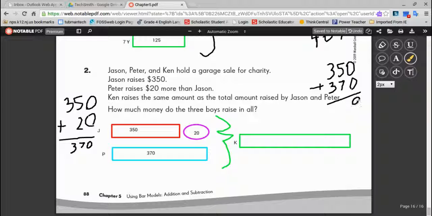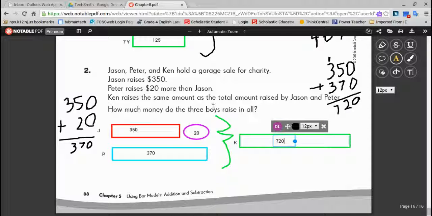0 plus 0 is 0. 5 plus 7, 7 plus 5, 7, 8, 9, 10, 11, 12. And carry the 1. 3 plus 3 is 6 plus 1 more is 7. So right now I know Ken raised $720. So again, I like to put that in my bar model.